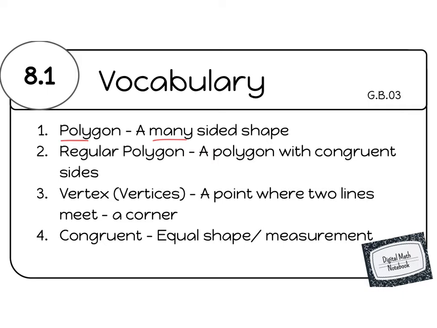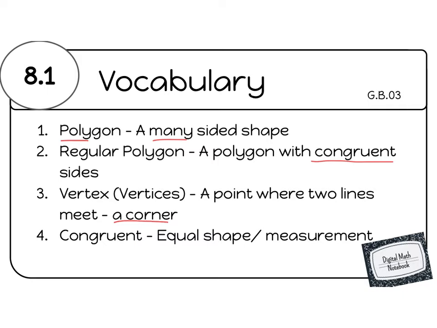Our second vocabulary word is the word regular polygon. A polygon is regular when it has congruent sides. We're going to talk about congruent here in just a minute. Our third vocabulary word is the word vertex, or if we're talking about plural, more than one, then we call it vertices, not vertexes. A vertex is a point where two lines meet. It looks like a corner.